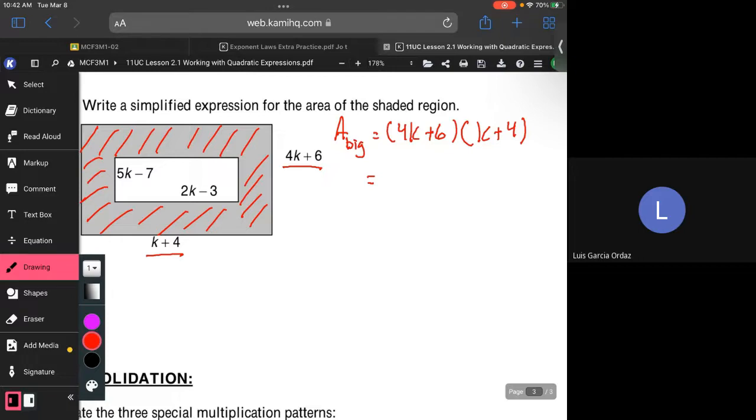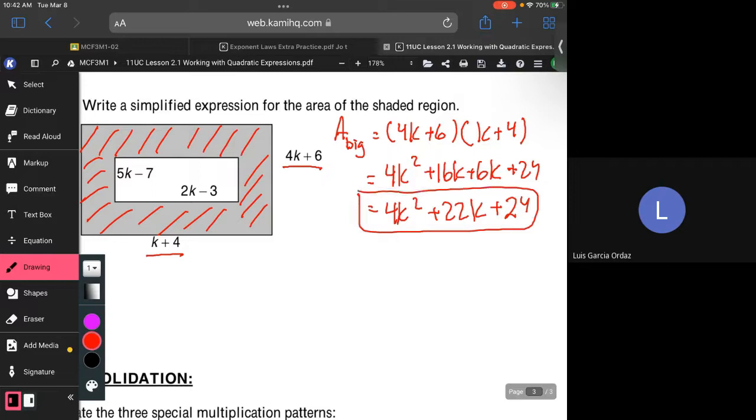Emma? 4k squared plus 22k plus 24. Yep. So the area of the big rectangle is 4k squared plus 22k plus 24. Now I need to figure out the area of my small rectangle. So that's given by 5k minus 7 times 2k minus 3.